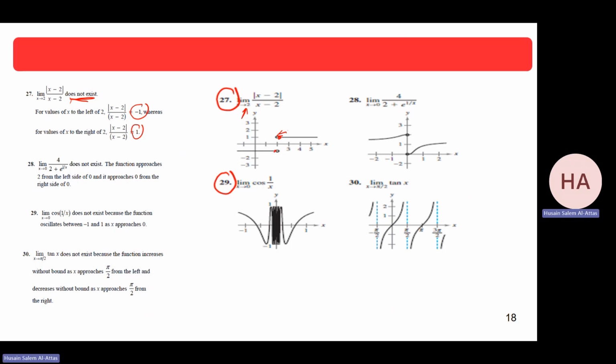29. For 29, it will oscillate. From the graph, it's very clear. It will oscillate. It will not reach something. Because of that, the limit does not exist. In all of these cases, the limit does not exist.